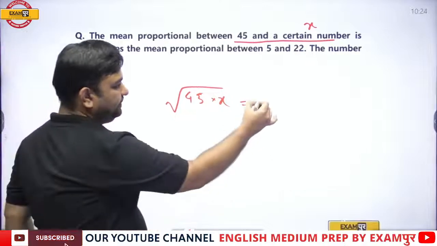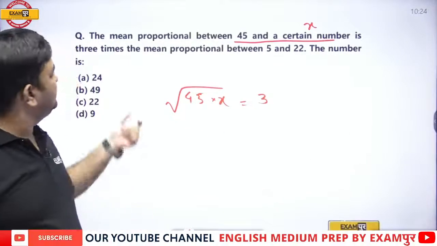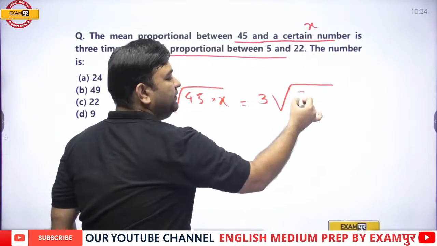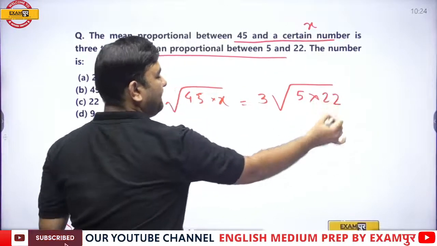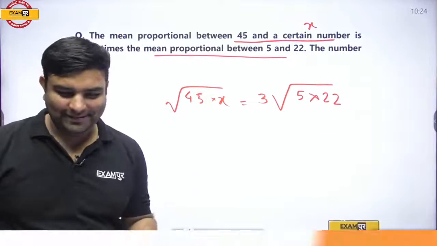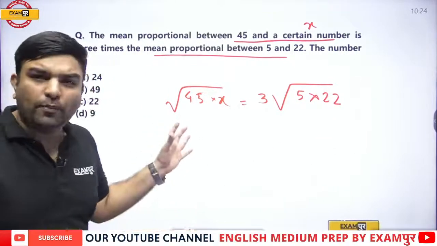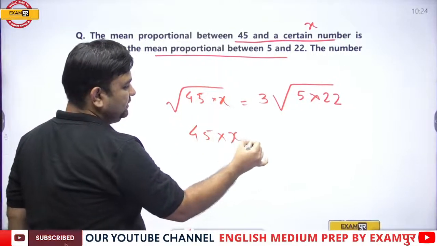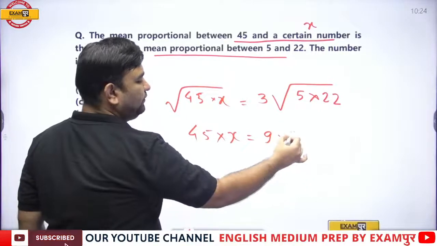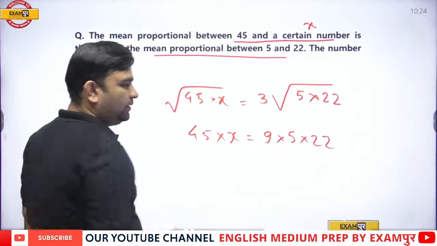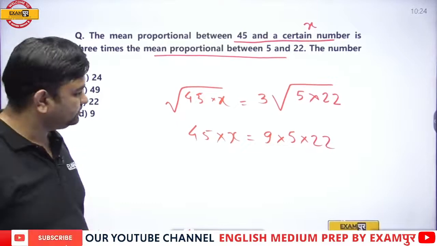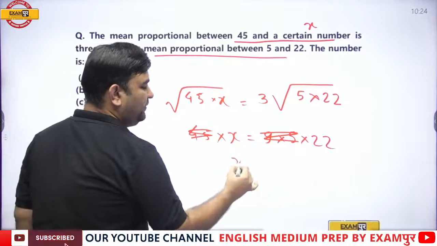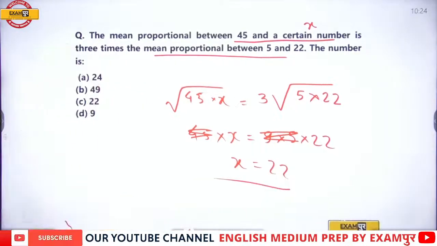Is 3 times the mean proportion between 5 and 22. Clear? Square both sides. 45 into x equals 3 squared, 9, into 5 into 22. 9 fives are 45, 9 fives are 45. So x is coming 22. Please do watch out and let me know.